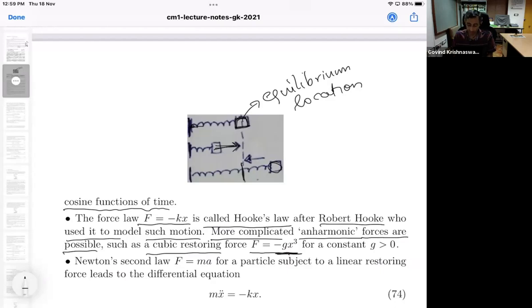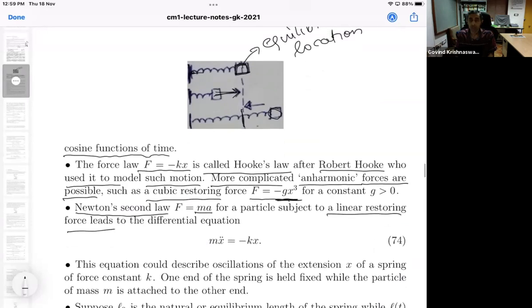Okay, now we have said what the force is. So we can now write Newton's second law, which says that the force is equal to mass times acceleration. In which case, the equation of motion for a particle of mass m subject to a linear restoring force leads us to the differential equation m x double dot equals minus kx, which you have seen in the assignment and elsewhere. As we just said, this equation could describe oscillations of the extension x of a spring of force constant k.